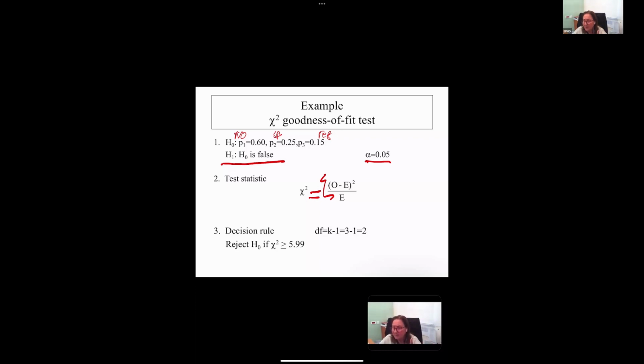I do a test and I get 400. Okay, so what's the difference between 400 and 500? The larger the difference, the more likely that there is a difference between what I expect and what I observe. So the decision rule first is based on a chi-square with degrees of freedom k minus 1, 3 minus 1 is 2.